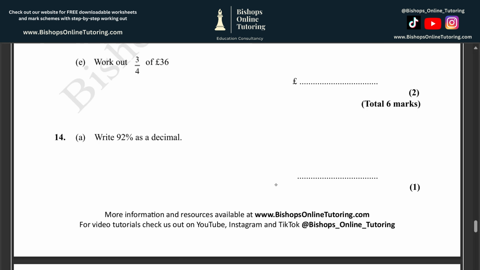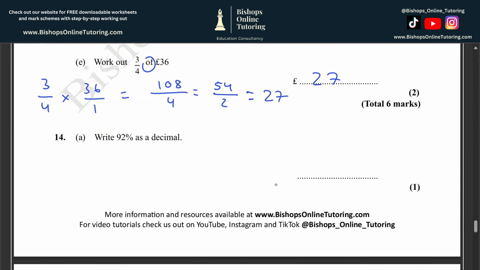Work out 3 over 4 of 36 pounds. Now, the fact that we see the "of" means that we have to multiply these together. So we're going to do 3 over 4 times 36 over 1. 3 times 36 is 108, and 4 times 1 is 4. Both of these numbers are even, so we can divide both of them by 2. So doing that, we will get 54 on top and 2 at the bottom. 54 divided by 2 is 27, so that's our answer, 27 pounds.